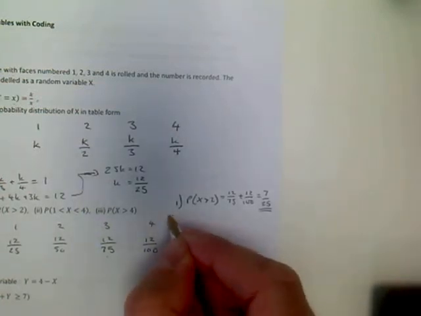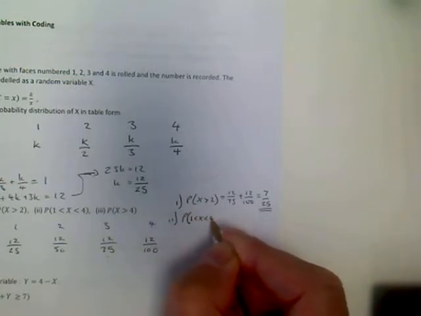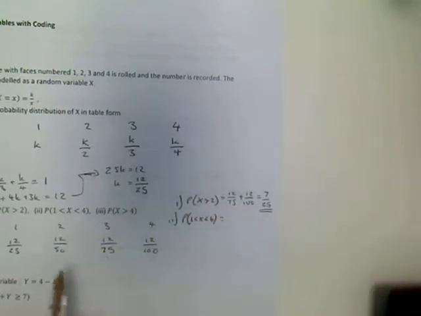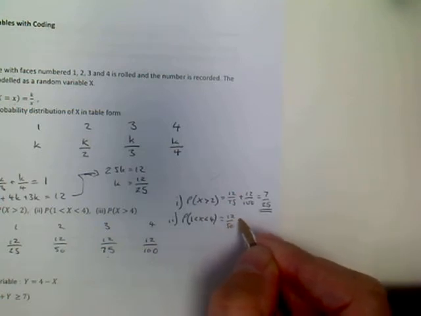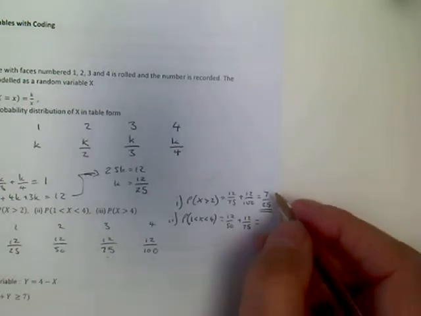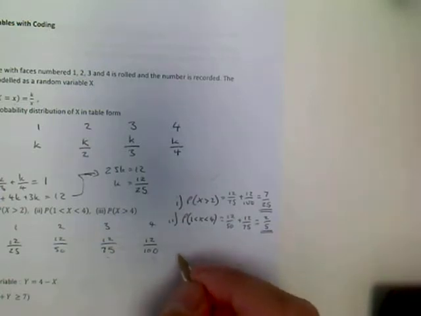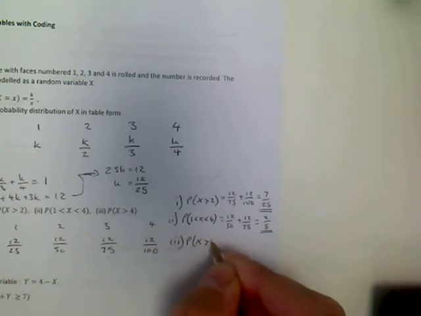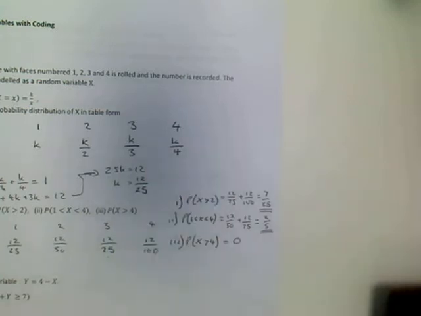The probability of x being between 1 and 4, not inclusive, so greater than 1, less than 4, so it's just those two there, isn't it, is 12 over 50 plus 12 over 75, which actually simplifies down to 2 over 5. Do that on the calculator, that's the easiest way of doing it. And 3, the probability of x being greater than 4, as we can only get 1, 2, 3 and 4, the answer to that is 0.